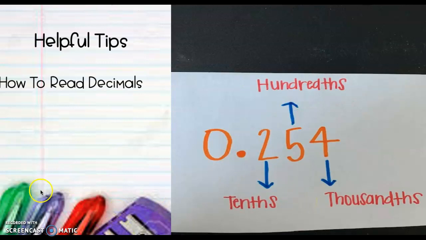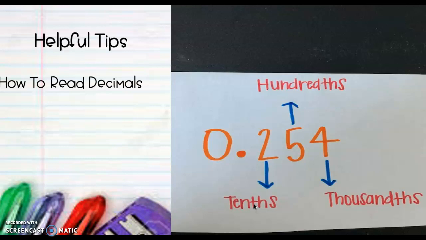All right. Also, let's focus in on how to read decimals. Here's your number before the decimal. Sometimes it will be 0. Sometimes it will be a number like 1 or 2 or 3. It just depends. But for the sake of this example, I just have a 0. Here's your decimal place. The first number after the decimal is in the tenths place.